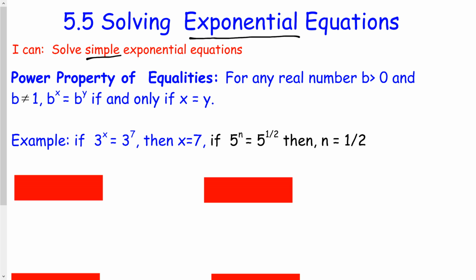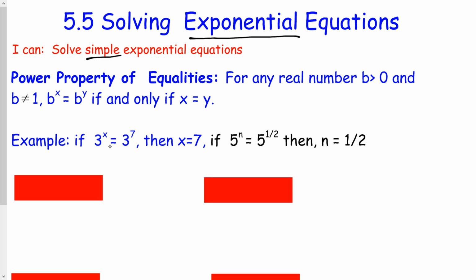All right, first definition to talk about today is the power property of equalities. Basically, it means that we have a power property or an exponent property in equations. And what that says, and I'll explain this in just a second, it says for any real number that is greater than 0 and not equal to 1, if I take that number and raise it to the power x equals that same number to the power of y, then x must equal y. Let me show you what I mean by that.